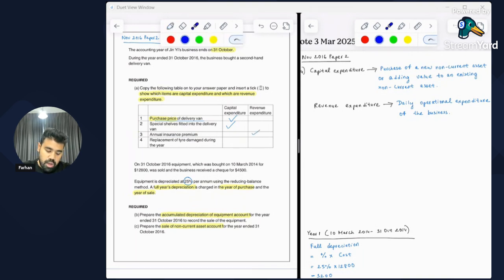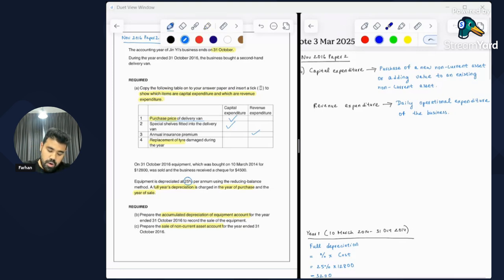Okay, so therefore, this is what we classify as a revenue expenditure. Point number 4, replacement of tire damaged during the year. When you're replacing a tire, you're not really adding any value. The tire that comes with the delivery van gets worn off as we use it within our business, right? So if you're replacing this tire, you're basically maintaining it, which is an expense, and therefore this is under the category of a revenue expenditure, and we should classify this as a revenue expenditure.